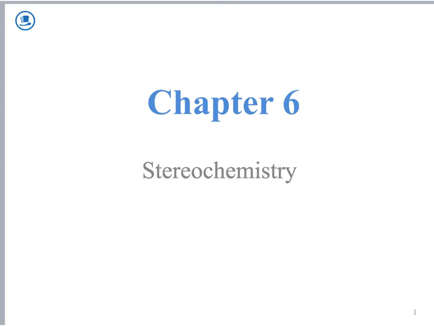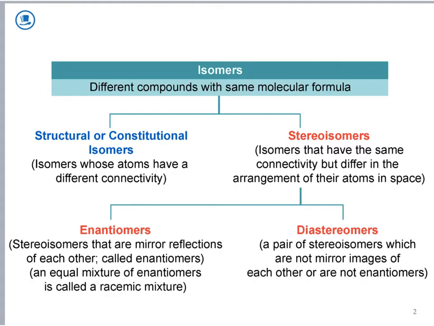Alright, we're starting chapter 6. This is a stereochemistry tutorial. So when we talk about stereochemistry, the first thing we're going to do is define some things called isomers. So they're different compounds with the same molecular formula.